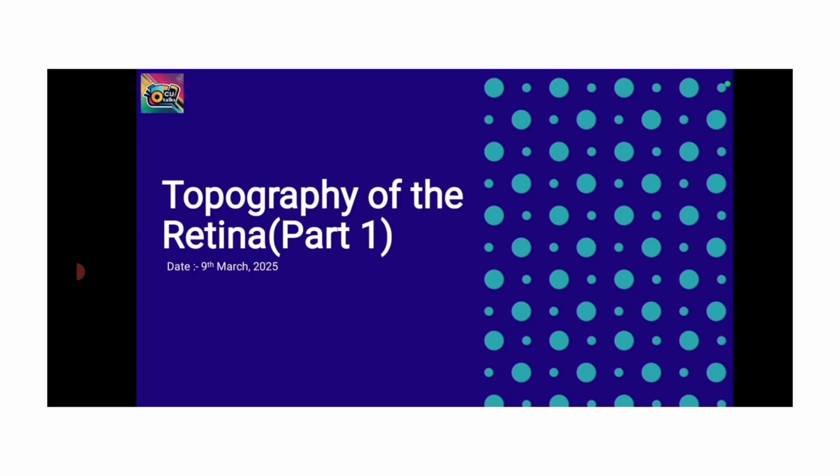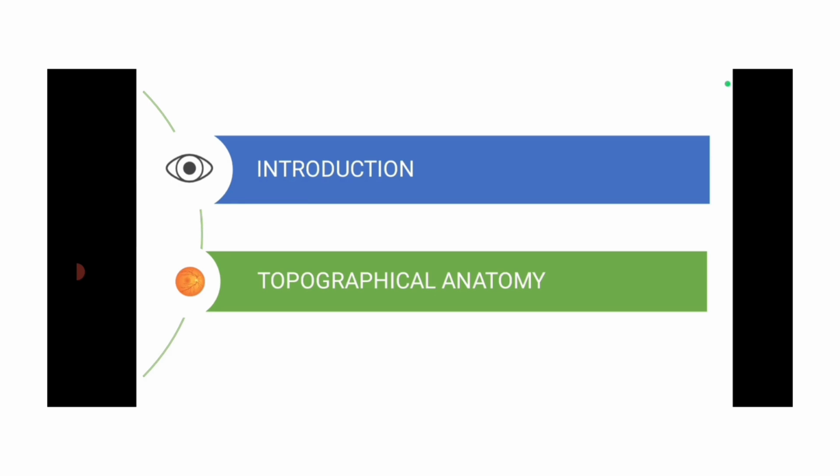So today our topic of discussion would be topography of the retina, which is the innermost delicate light sensitive layer of our eye. Moving forward, we will be covering the following contents. First, we will get a general introduction of what retina is, and then we will move on to the different structures that are involved in the retina.